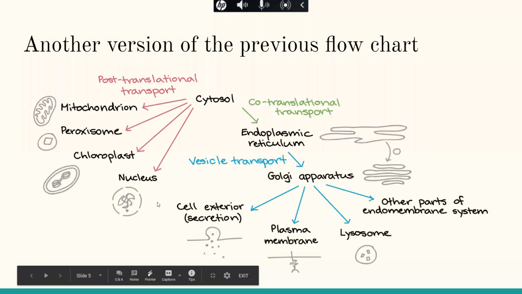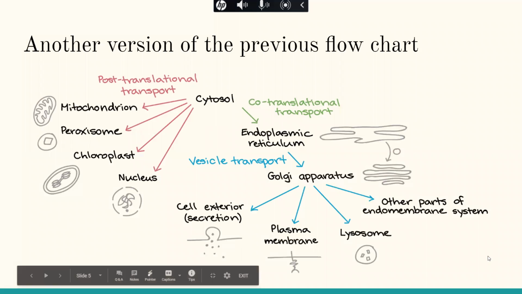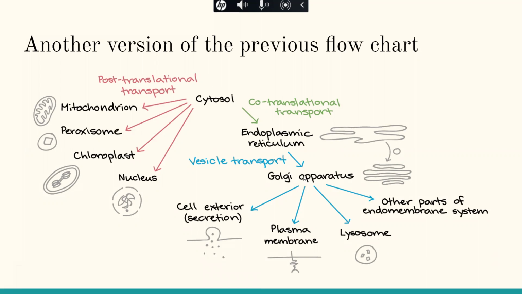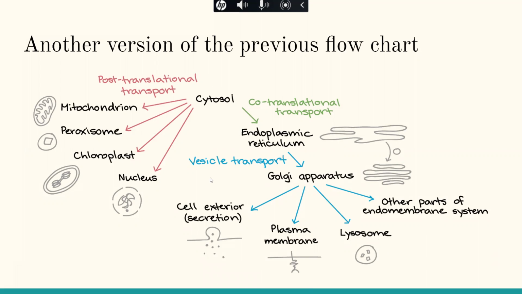Okay. So here's another version of the flow chart. Basically, it's just helpful to see where it would end up. Just remember that if you need to end up in the Golgi, you need to go through the ER. If you need to go to the lysosome, you also need to go through the ER. So this is helpful for you to identify what is in the endomembrane system. These organelles are not in the endomembrane system.